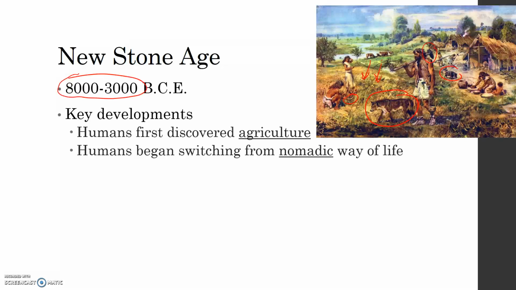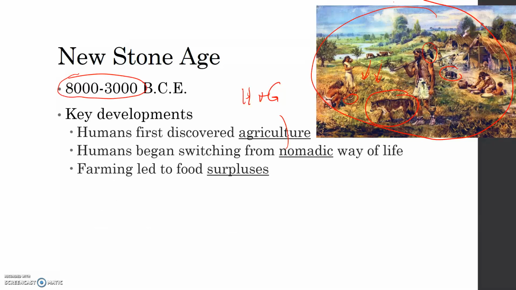And because of this, humans began switching from a nomadic way of life. Nomadic means that you are constantly moving around from place to place. Nomads lived lives as hunters and gatherers. They were constantly in search for food. Agriculture allows people to become settled. It allows them to form villages that will eventually expand into towns and cities.